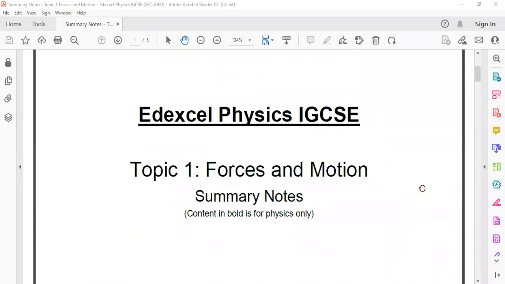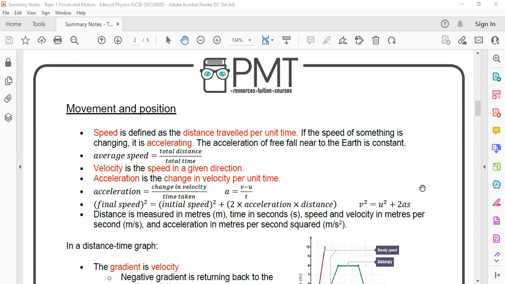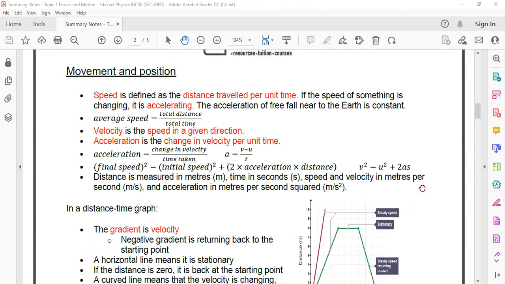So this is a quick recap of the first chapter of your Edexcel Physics IGCSE, which is forces and motion. These are some of the summary notes that I would like to share. Now, we also talked about in the first place that speed is defined as the distance traveled per unit time. If the speed of something is changing, which means it is accelerating, the change in speed is known as acceleration.